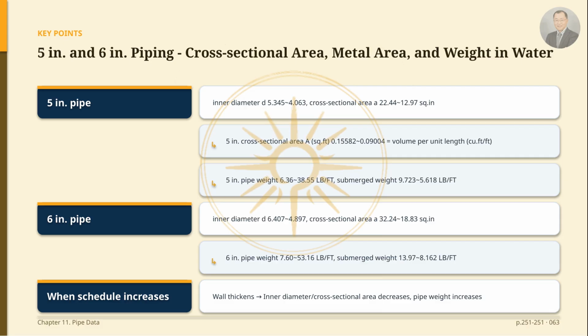This table is a reference showing the correlation between cross-sectional area and weight according to schedule changes for 5 inch and 6 inch pipes. For example, in the case of a 5 inch pipe, as the schedule becomes thicker, the inner diameter decreases from 5.345 inches to 4.063 inches, and the pipe weight increases from 6.36 to 38.55 pounds per foot. Please check the remaining values directly according to your design conditions, and keep in mind that as the rows of the table go down, the schedule becomes thicker when referencing the values for the required specification.